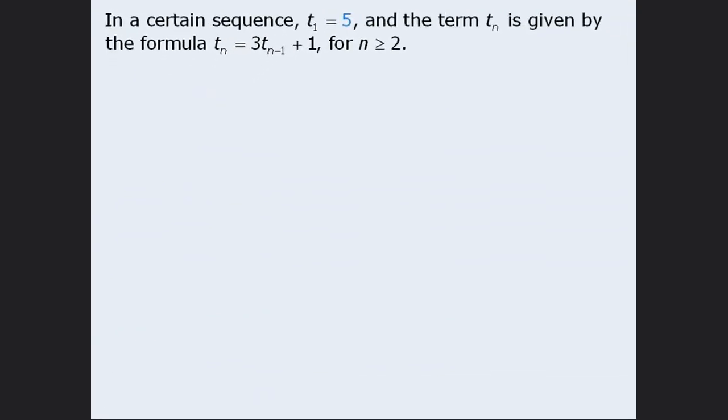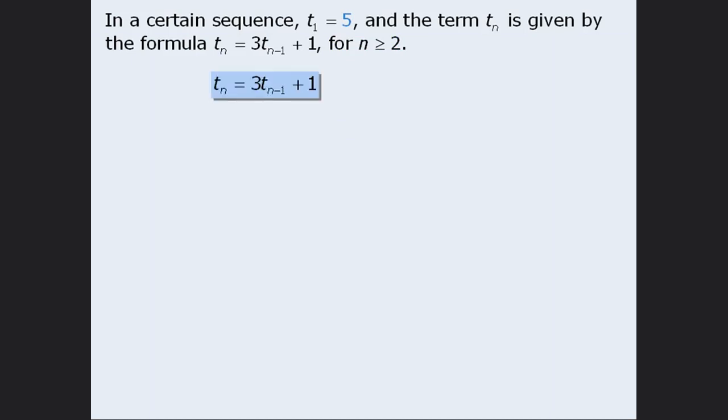Here we are told that term 1 is 5, and we are given a formula for finding other terms in the sequence. Notice that our formula only applies to terms where n is greater than or equal to 2. The reason for this is that we already know the value of term 1, so we don't need a formula to calculate this term.